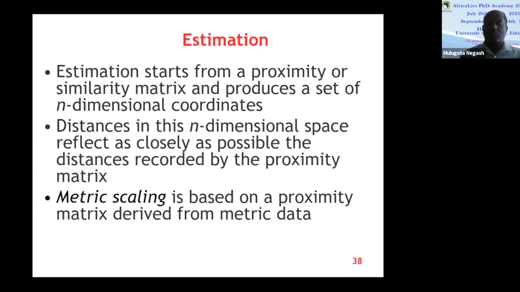Metric scaling is based on a proximity matrix derived from metric data. And we have said that there is metric and non-metric. Metric is about what we are saying as interval data, strongly agree to strongly disagree. And non-metric is comparing two brands: I prefer X to Y, or X is quite similar to Y. That's called non-metric.